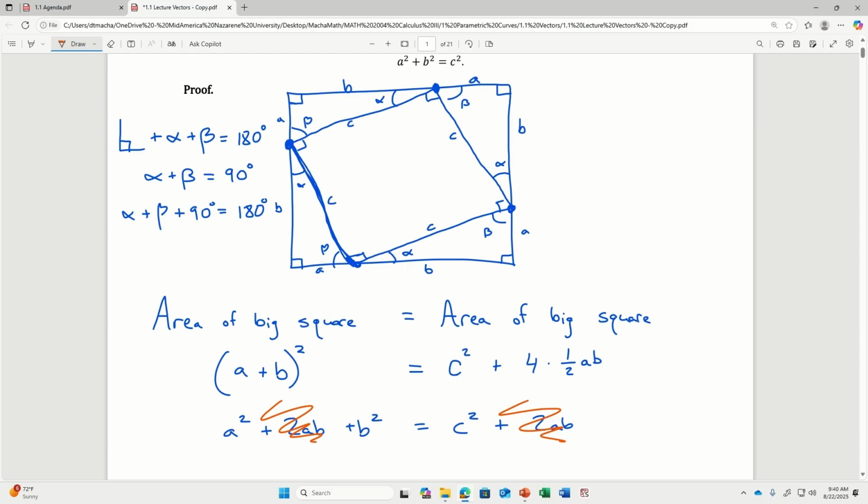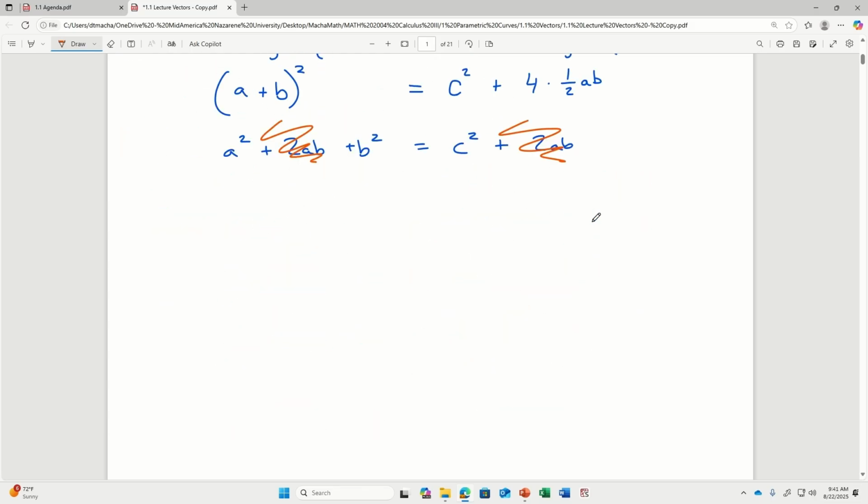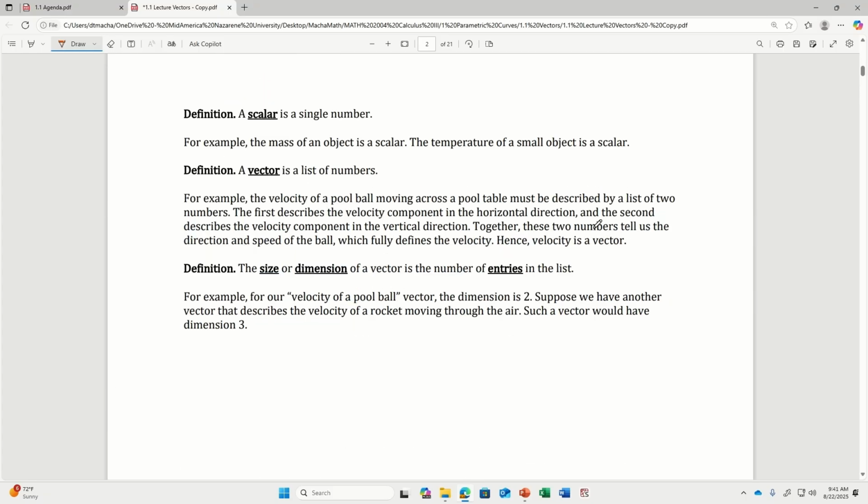I like to bring this up at the start of Calculus 3 because we are going to use the Pythagorean theorem very soon. And so it's nice to see, I think.